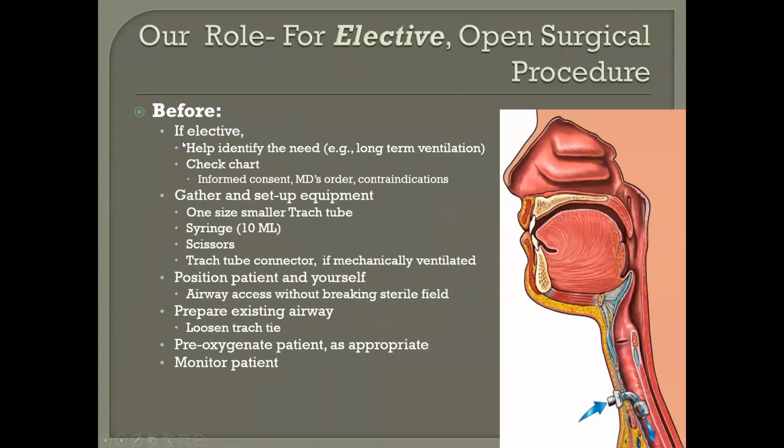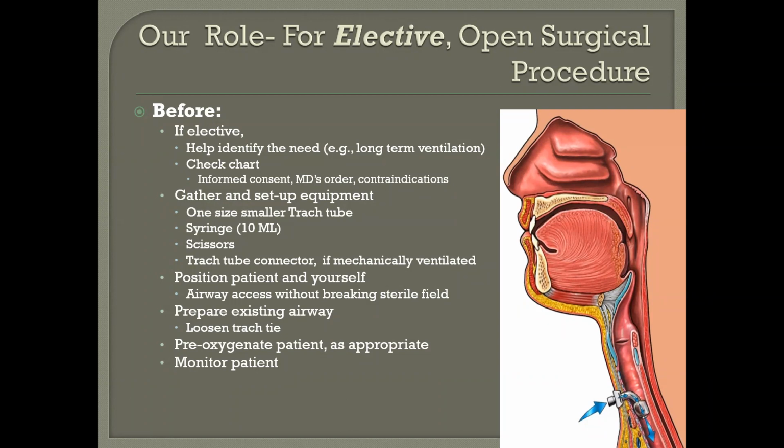Our role beforehand, if elective: help identify the need, check the chart for the informed consent, the doctor's order, as well as contraindications, and gather and set up the equipment. It also makes a lot of sense to have one size smaller tube, just in case there's difficulty getting it in. You've got a smaller size that you can get in there. That's, by the way, what you should also do once the tracheostomy tube is in place. Good idea to have one size smaller available. Also a 10 ml syringe, scissors, trach connector, mechanical ventilation.